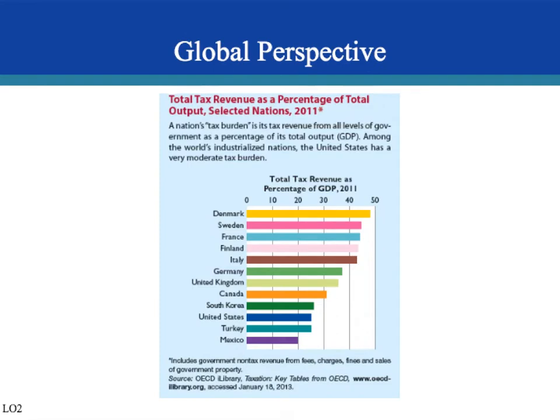Just a quick chart to show the total tax revenue as a percentage of GDP. For the United States, tax revenue as a percentage of GDP is 25%, which is very moderate, meaning we don't pay extremely high taxes, as Denmark, Sweden, France, and Finland do, as you can see in this chart.